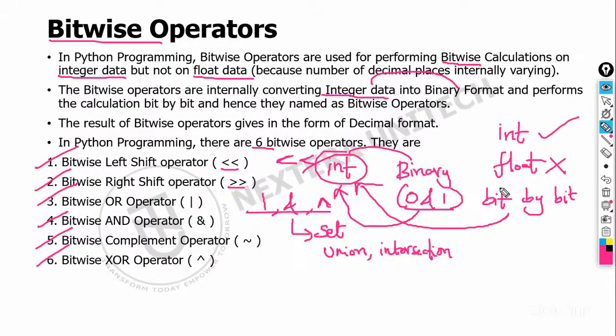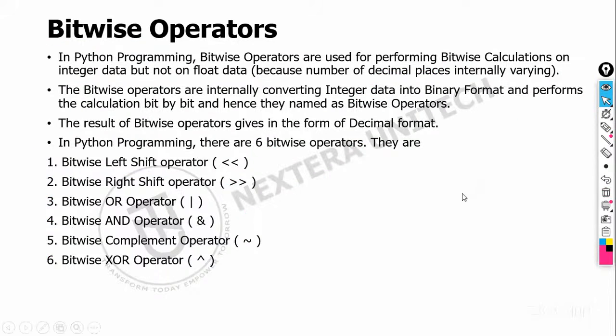Let us understand all the 6 types of bitwise operators one by one. But pay attention, friends. Bitwise operators are very important. Let us start with bitwise left shift operator. What exactly is this bitwise left shift operator?